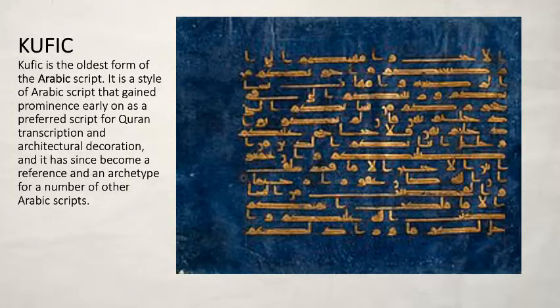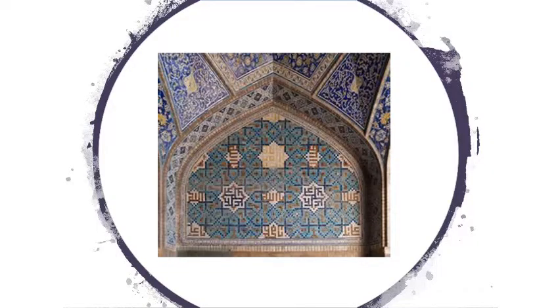The first calligraphic script to gain prominence in Qurans and on architecture and portable works of art was Kufic, which features angular letters, horizontal format, and thick extended strokes. Kufic is the oldest form of the Arabic script. It is a style of Arabic script that gained prominence early on as a preferred script for Quran transcription and architectural decoration, and it has since become a reference and an archetype for a number of other Arabic scripts.